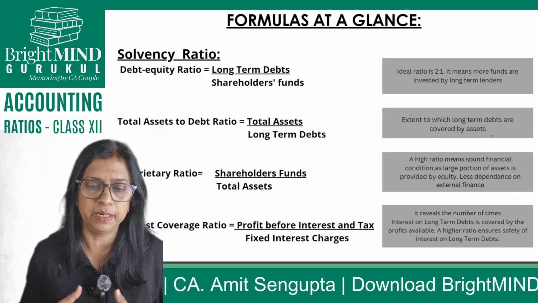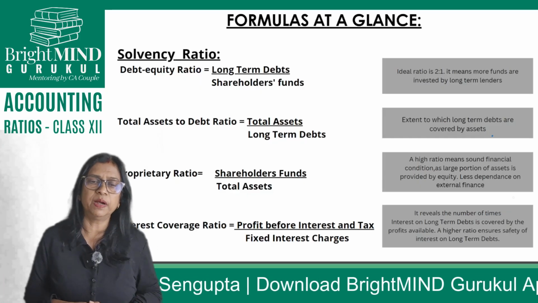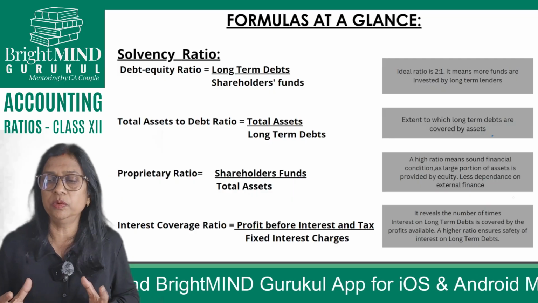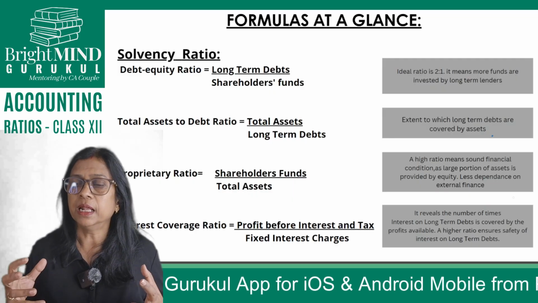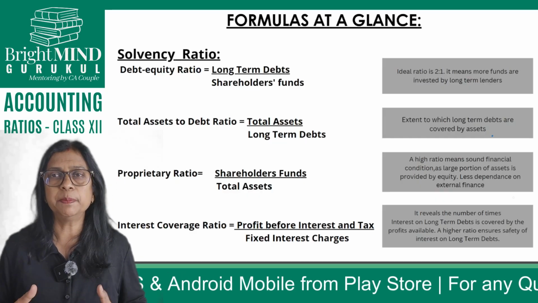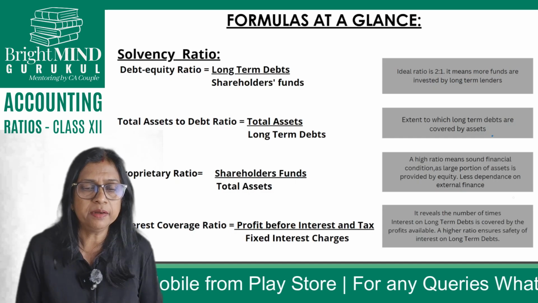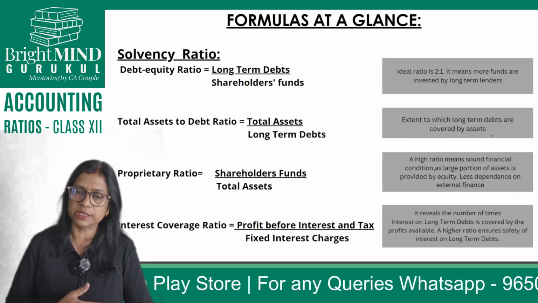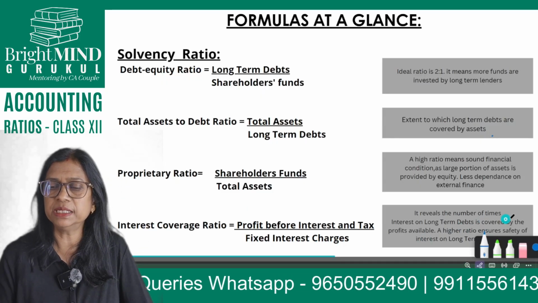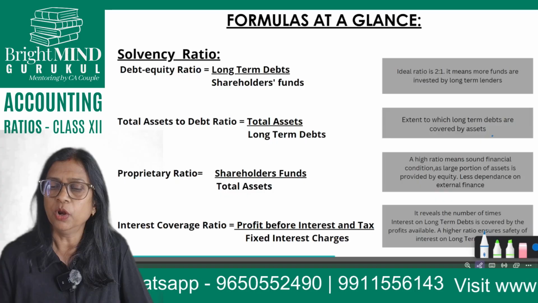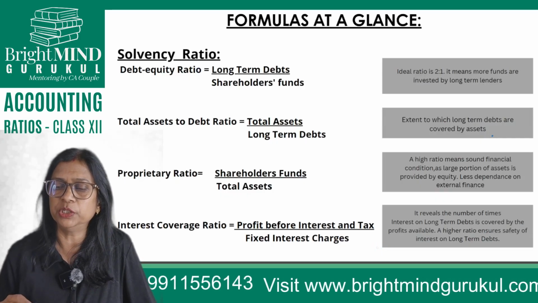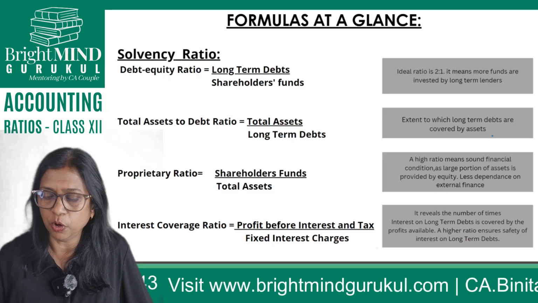Then comes the proprietary ratio, that is shareholders' fund divided by total assets. A high ratio means a sound financial condition. That means a large portion of assets is provided by equity, right? So there is less dependence on external finance. Interest coverage ratio is profit before interest and tax divided by interest charges. This reveals the number of times the interest on long-term debts is covered by profits available. So a high ratio ensures safety of interest on long-term debts.